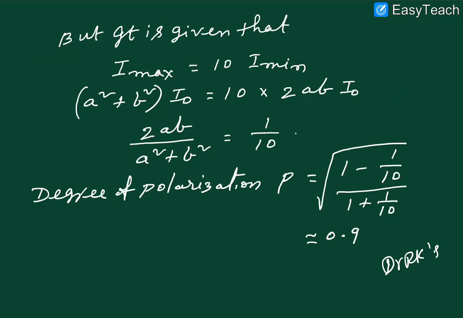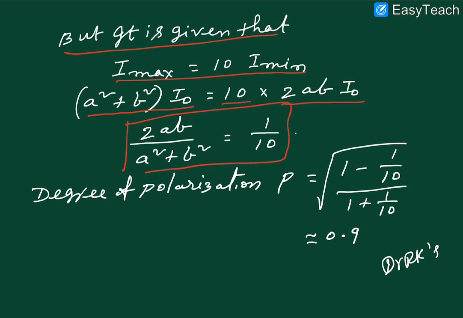But it is given that I maxima is 10 times I minima. So A square plus B square I naught is equal to 10 times 2AB I naught. So now we got 2AB by A square plus B square is 1 by 10, and substituting in the degree of polarization formula, you will get 0.9.